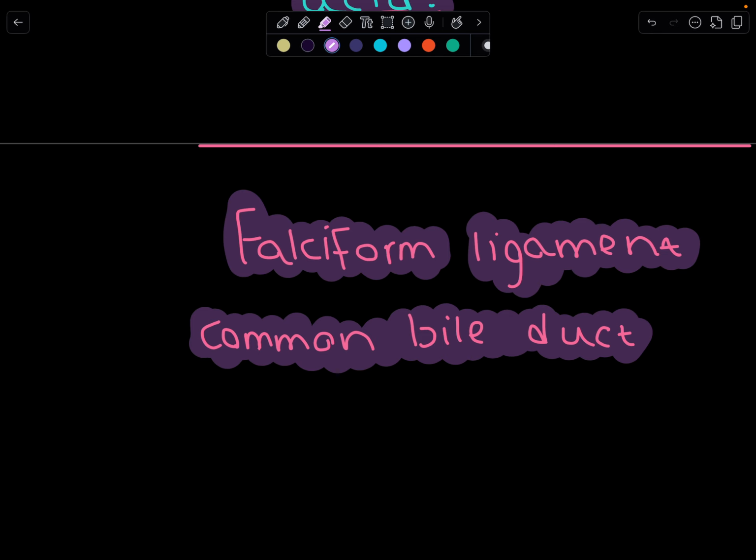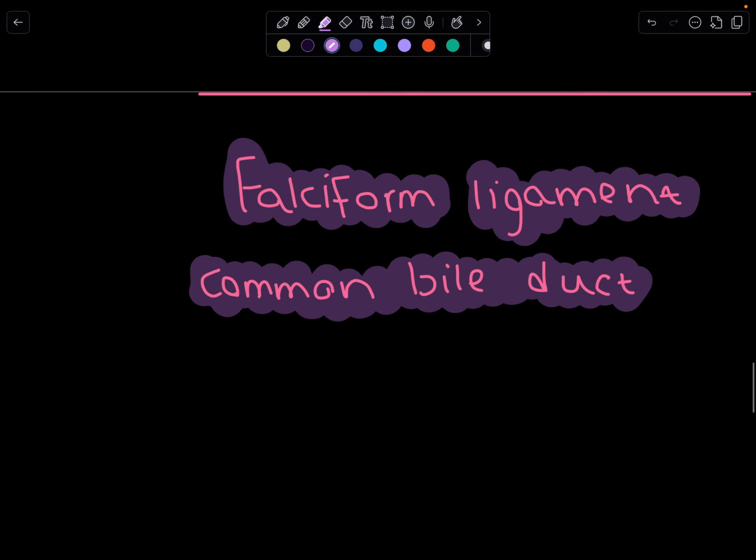The falciform ligament is a sickle-shaped fold of peritoneum that anchors the liver to the anterior abdominal wall and diaphragm. It separates the liver's left and right lobes and contains the ligamentum teres, a remnant of the fetal umbilical vein. It doesn't have a major functional role, but helps stabilize the liver's position. Want me to dive deeper into either or keep going with GI anatomy?